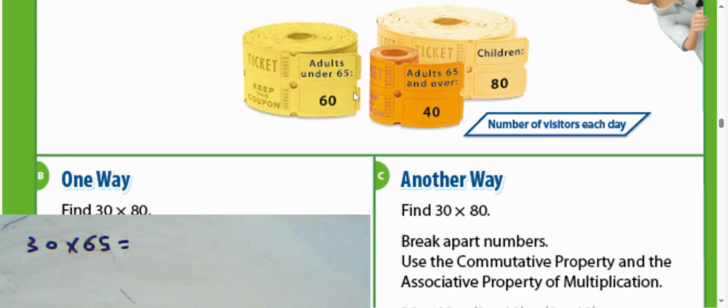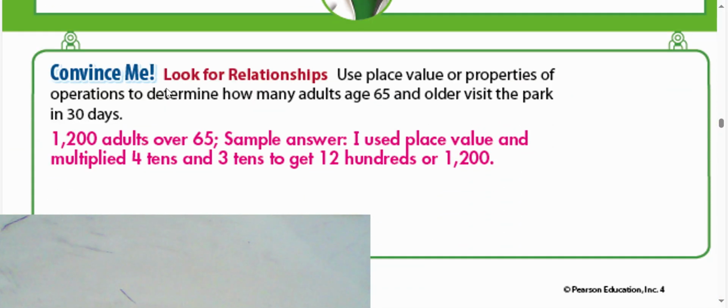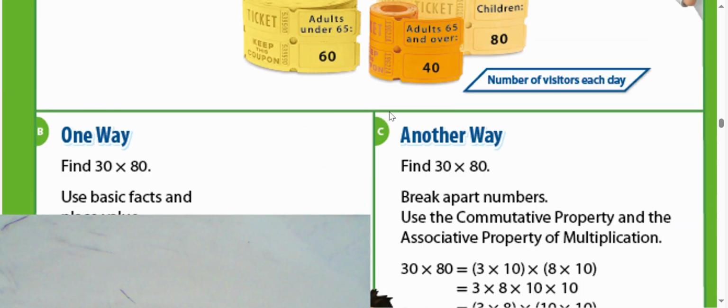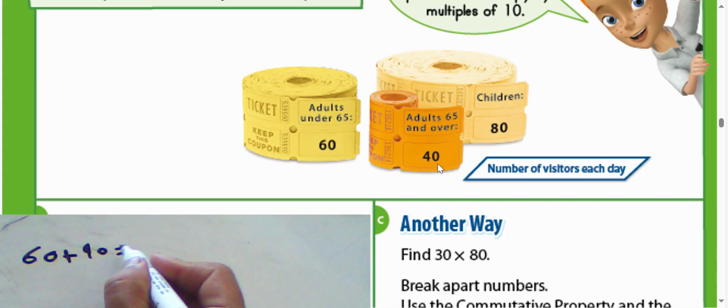Look up here, we have 60 and 40 and 80. Count with me. He wants adults under 65 and what about children? 60 plus 80, like this. He asked about: use place value to determine how many adults age 65 and older visit the park. Okay, look here, 65 and older. Where is 65? It was 60 and older, it will be 40. The result will be 100.